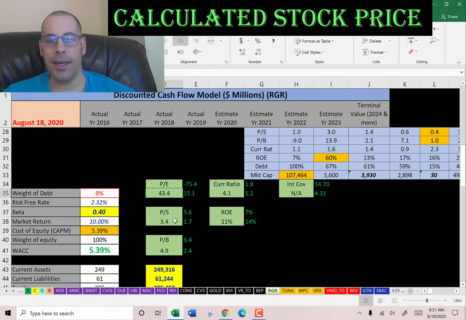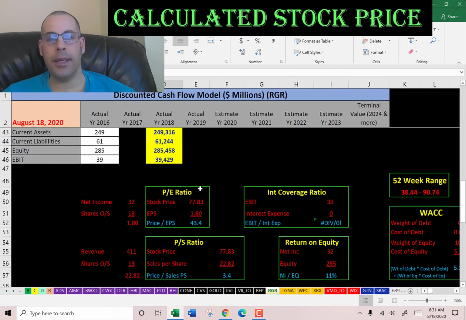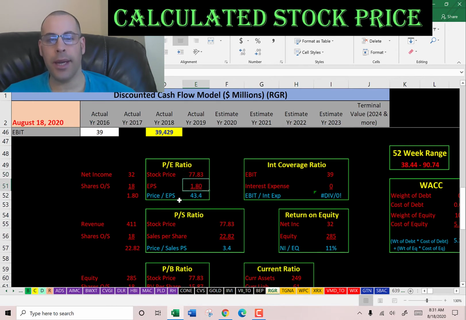A bad PE, a weak price to sales, and a weak price to book. PE is stock price over earnings per share. To calculate earnings per share, that's net income over shares outstanding. I like to see below 15, they're at 43. So investors are paying $43 for $1 of net income.